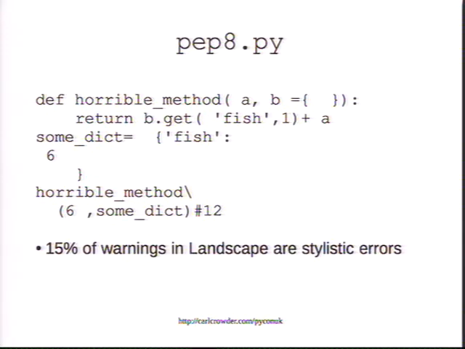And yeah, this statistic, that about 15% of warnings in Landscape are stylistic errors, is true, but also a bit meaningless because you don't know what the other errors are. But still, it's a fun statistic.